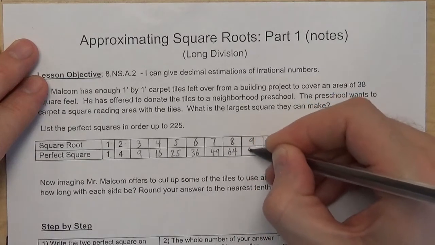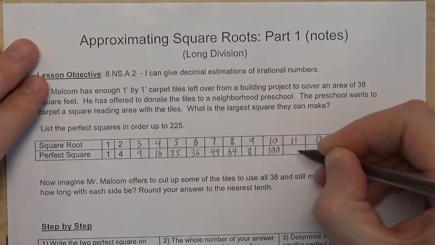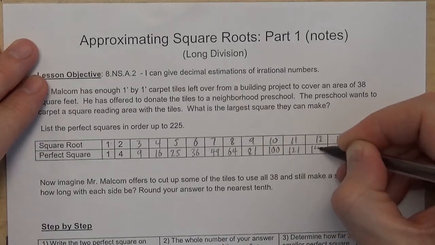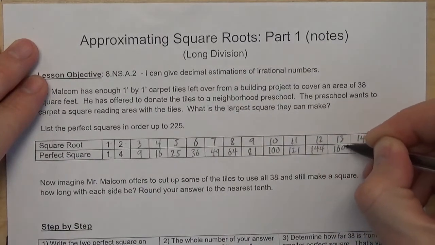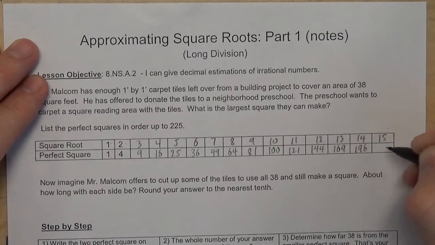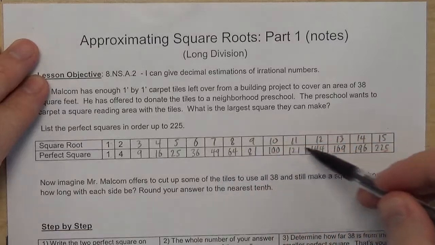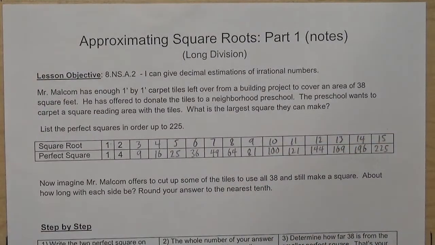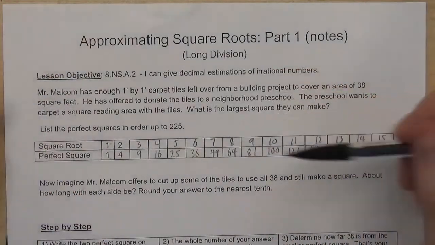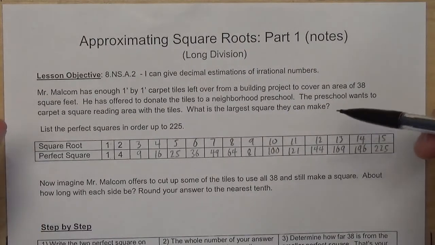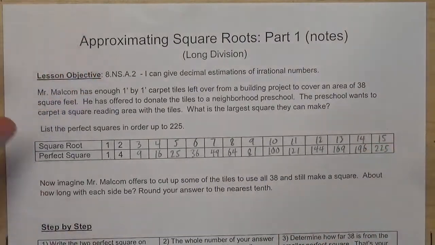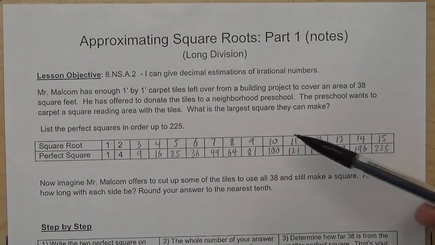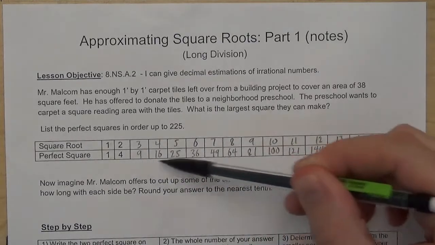49, 64, 81, 100, 121, 144, 169, 196, and 225. So those are all the perfect squares down here along the bottom. If you had exactly that many square tiles, you could make perfect squares from these numbers. Every other number would not make a perfect square. You could make a rectangle or a square with some left over, but you can't make a perfect square unless you have exactly these amounts down here along the bottom.